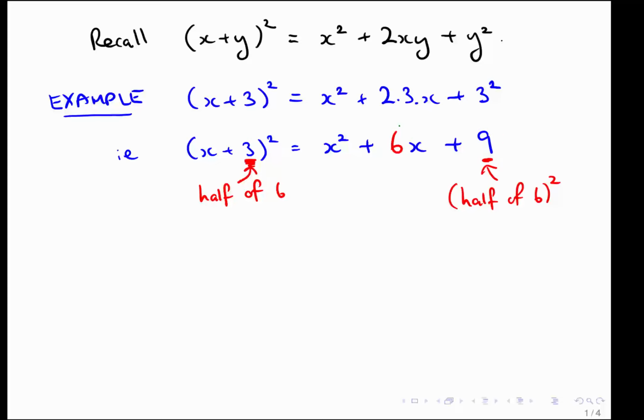In other words, if I blanked out the 3 inside the binomial, along with the constant term 9 in the expansion, then I could work them out from just the middle coefficient. This is in essence what the algebraic technique of completing the square is about.